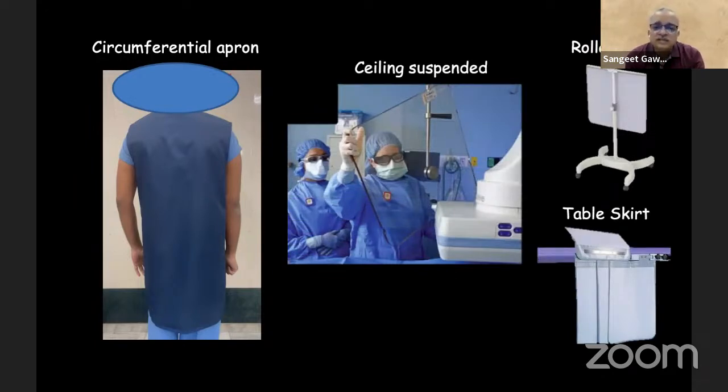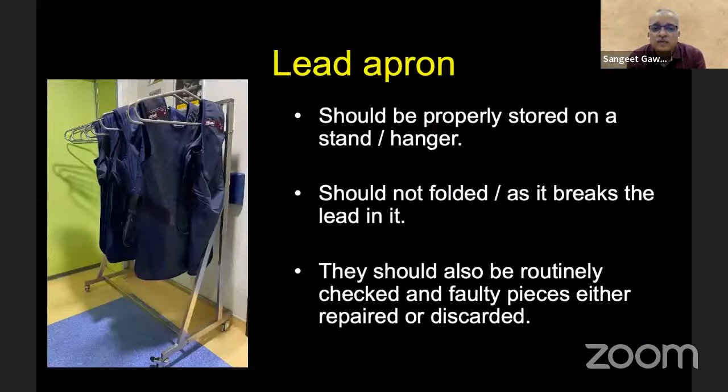There are various other ways by which you can protect. There are ceiling suspensions like this, which are not available here. There are table skirts, which can be folded like this and can be protected. You can stand behind it if you are unable to wear an apron beforehand.